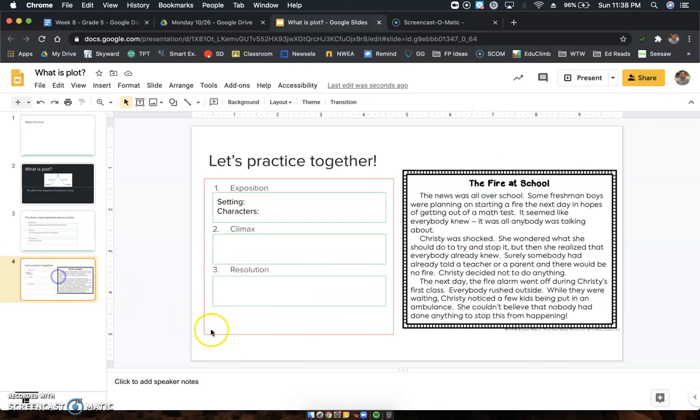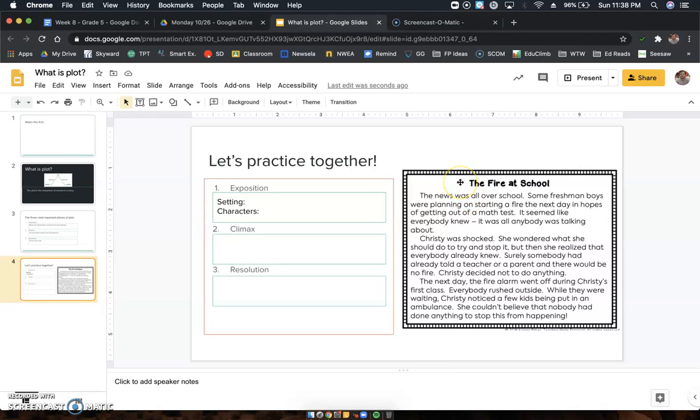I'm going to move on here to the practice. We're going to practice together a little bit. All right. So today what we're going to do is we're going to look at the short story. I know you've already heard the short story. We're going to look at just a small one today, and then what we're going to do tomorrow is we're going to do a few short stories, but we're also going to look at some videos, okay, and decide what is the plot of the videos. So here we go. The fire at school.